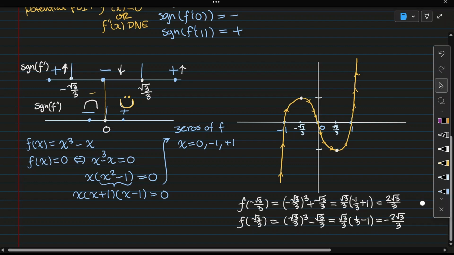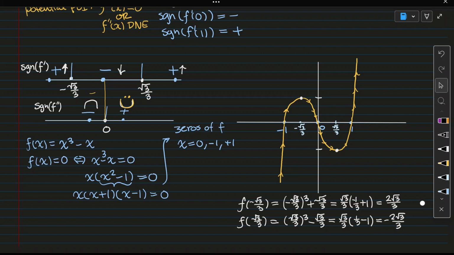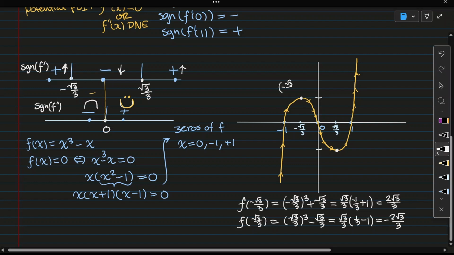After doing some gross rational and radical arithmetic, we get that f of -√3/3 is 2√3/3. So that tells us that this point is -√3/3 and 2√3/3. And similarly, we get that this is +√3/3, and this is -2√3/3. Okay, now here we go. This is our f of x equals x cubed minus x. Nice.